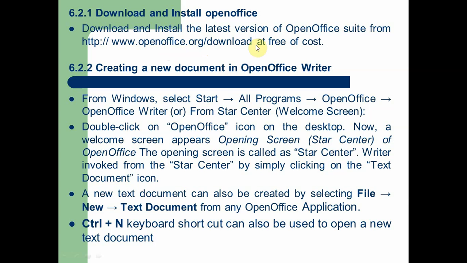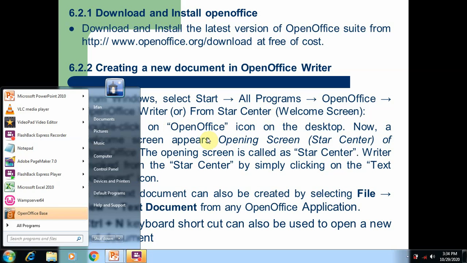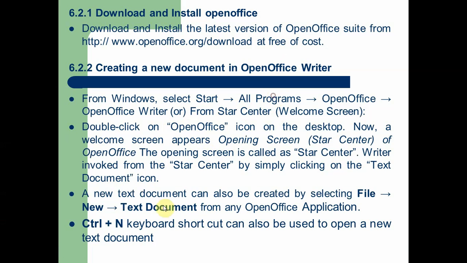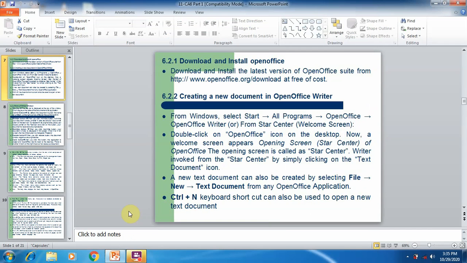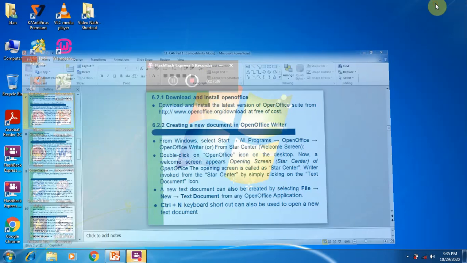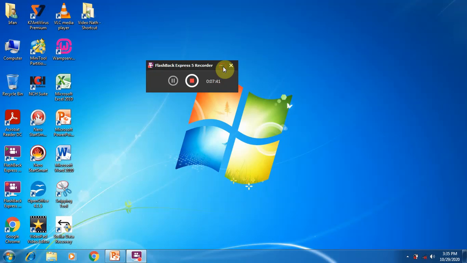There are two options. One is Start, All Programs, OpenOffice, and OpenOffice Writer. Another one is from the Start Center, which is the opening screen. The second option is to double click on the OpenOffice icon on the desktop. Now we are going to see how we can open OpenOffice Writer. So first step, now I am going to open the OpenOffice Writer software. I have already installed this software.